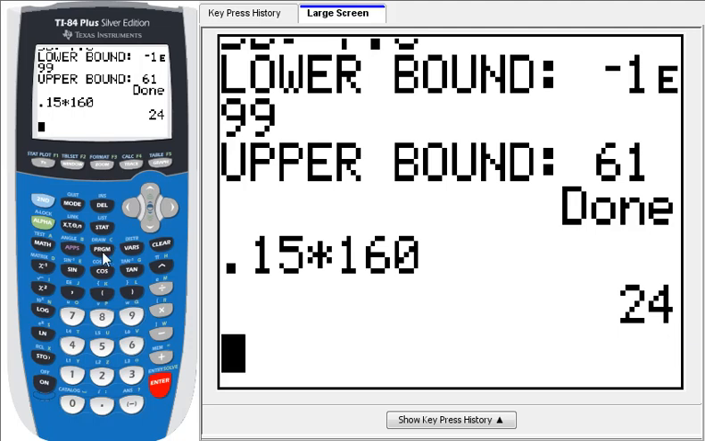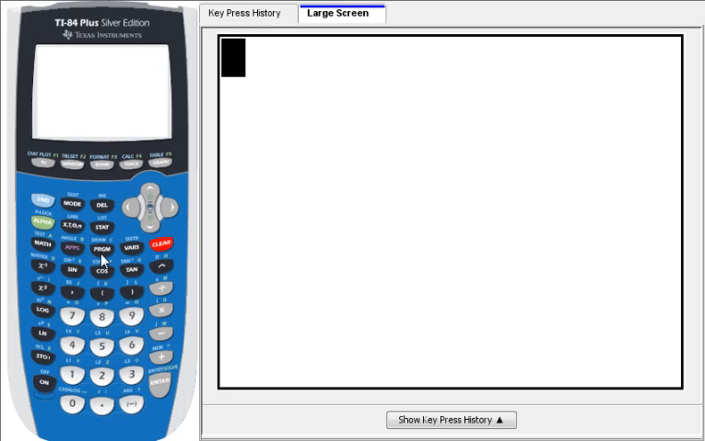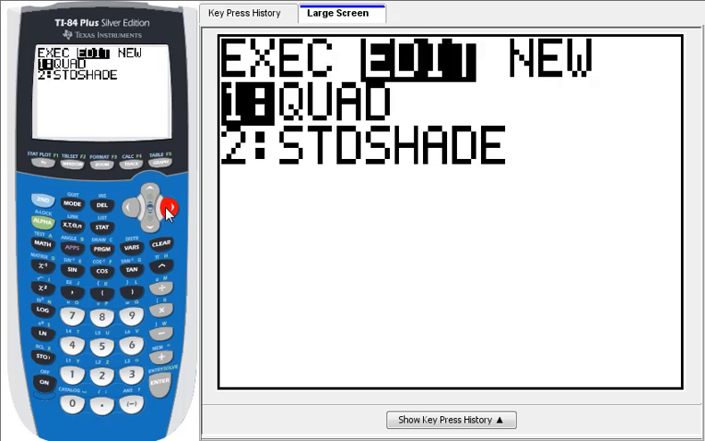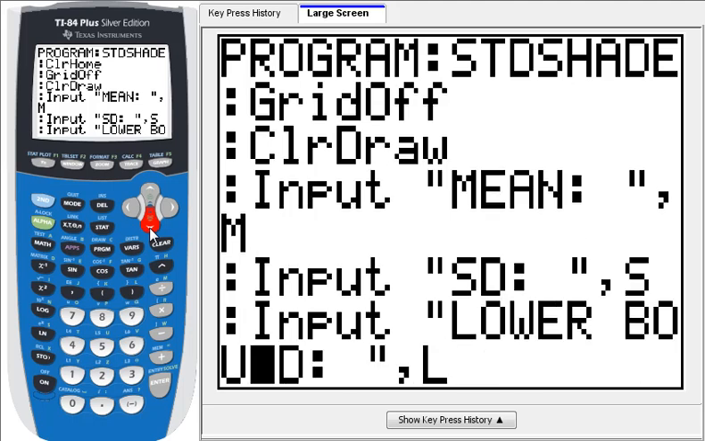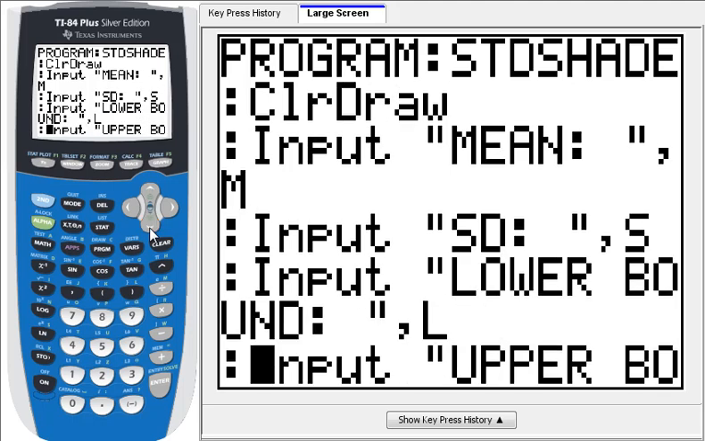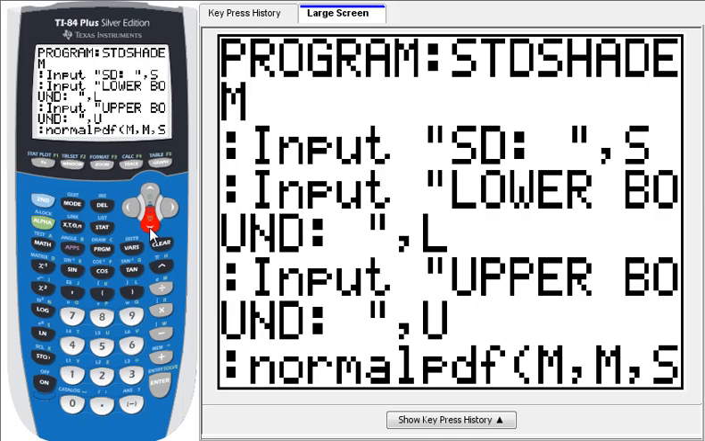Here's what the program listing looks like. And if you want to pause this playback and look at it and copy it down, be my guest, but it's easier to go to my website and just download the program. I'll walk you through it really quick. We input for the mean, M. The standard deviation goes into variable S. Lower bound and upper bound go into L and U. Hope that makes sense.